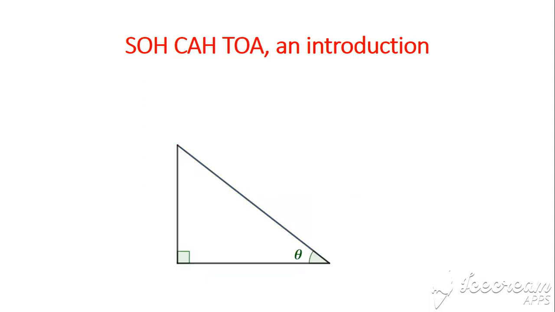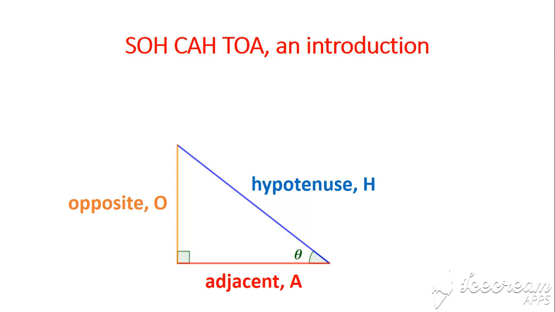All right, well let's mix it up and change our triangle around and put theta down the bottom here. Well, the hypotenuse stays in the same place, but notice the opposite and adjacent swap around because the opposite has to be opposite, away from the angle theta, and the adjacent has to be touching the angle theta.